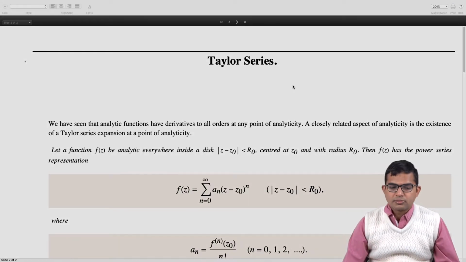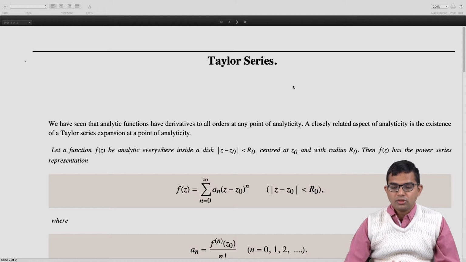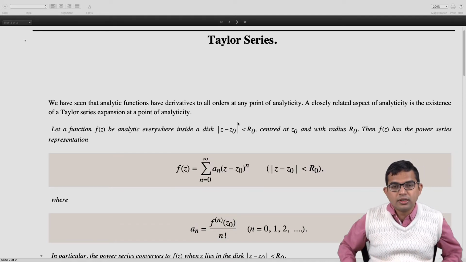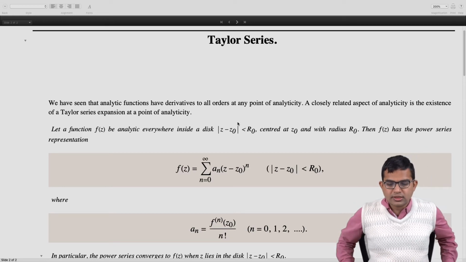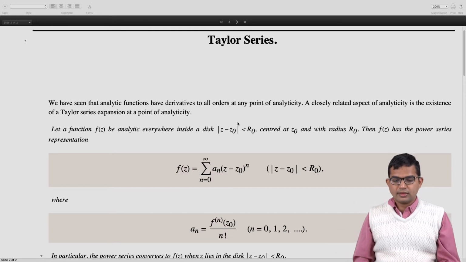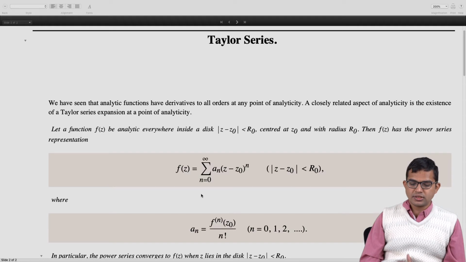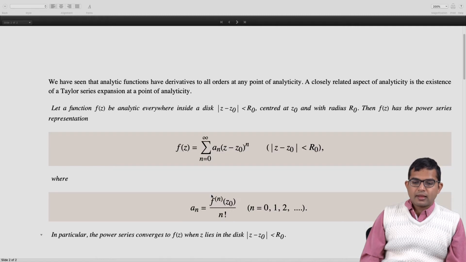Okay, so this function has this power series representation, which is guaranteed to converge within this region |z − z0| < r0, where a_n is given by all these derivatives. We've already seen that all of these derivatives to all orders exist, therefore it's completely well defined. So you have an explicit representation for all these coefficients, and there is no difficulty with convergence as long as |z − z0| lies within this region of analyticity, right? I mean, we will not go into the details of proving this result, but we will take this as a given.